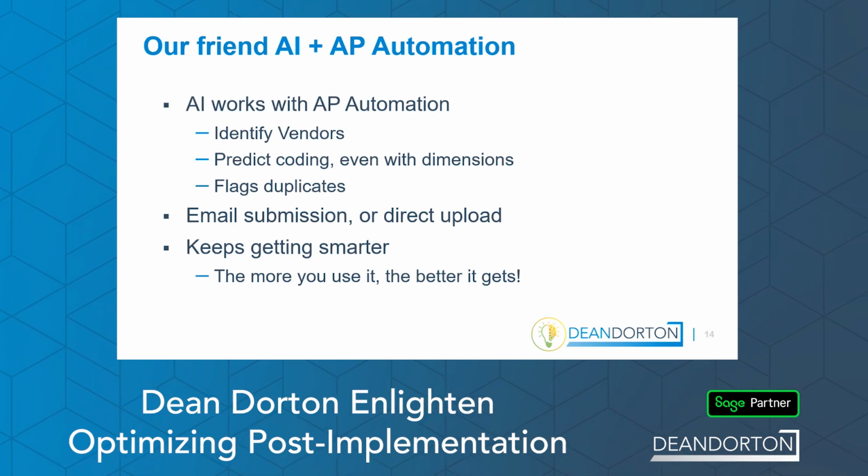AI is also going to learn from others on a global scale. So Sage has what they call their Sage Digital Network. And that's also just understanding how their business processes are working too.